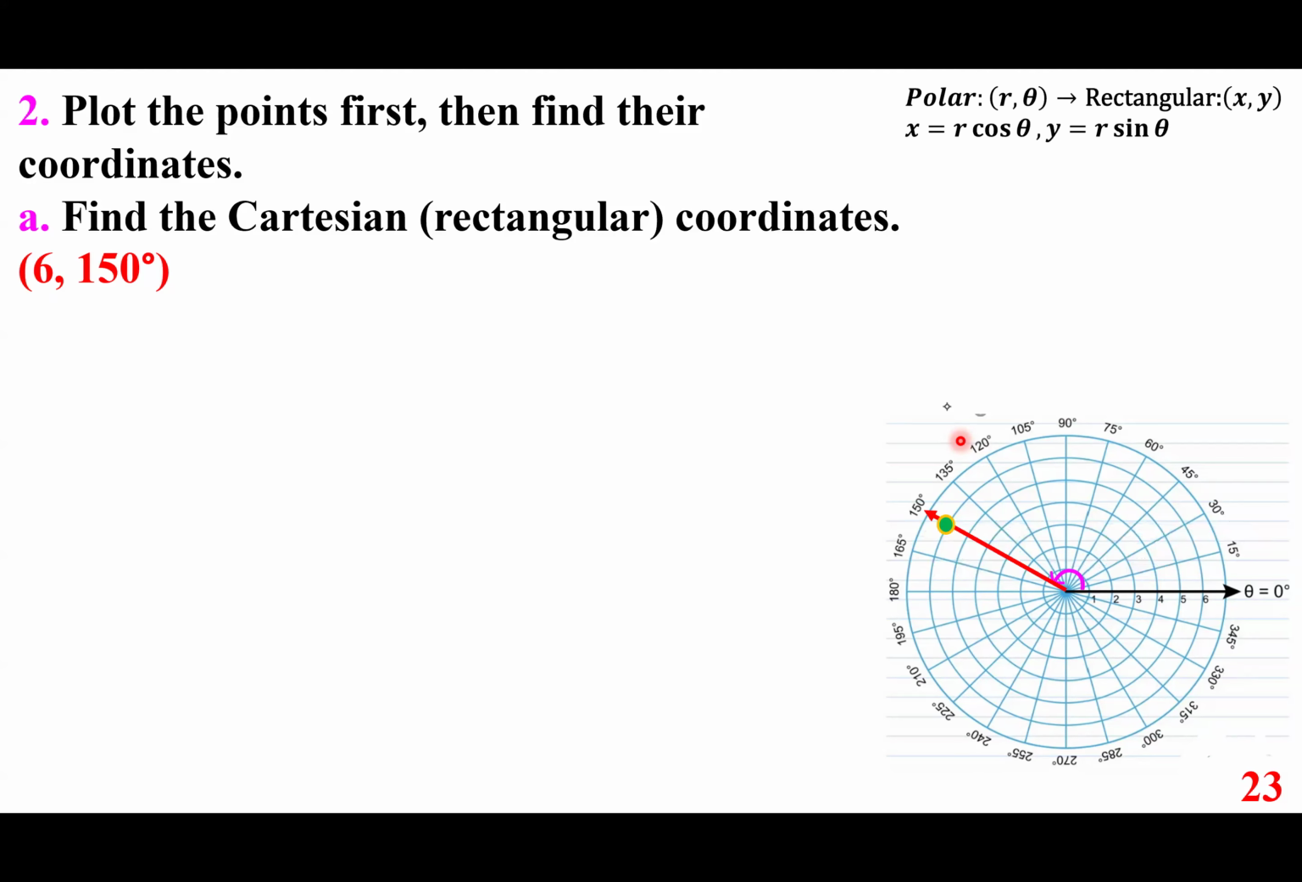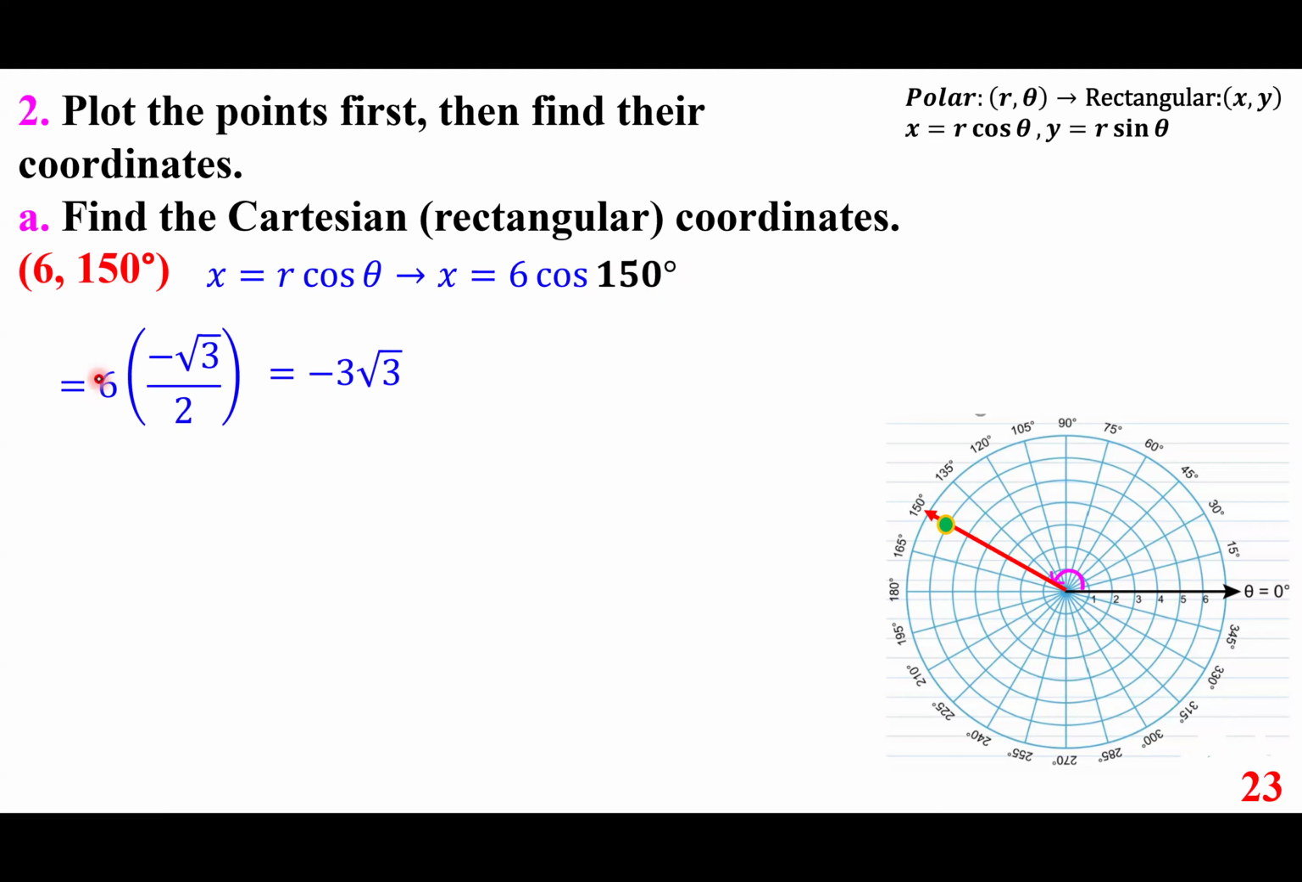Reminding everybody of polar having coordinates (r, θ), rectangular having coordinates (x, y), x is r cosine θ, y is r sine θ. So if x is r cosine θ, that means 6 cosine of 150. Cosine of 150, remember, 30 degrees is the reference angle, so it's the same as cosine of 30. However, in the second quadrant it is negative. Square root of 3 over 2 for cosine of 30. For this one is negative. And so these two cancel each other. We get -3√3 precisely.